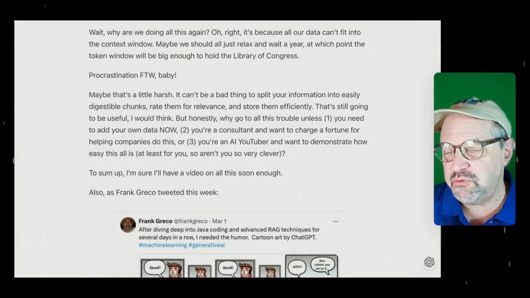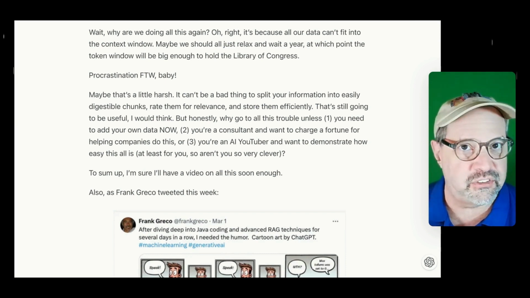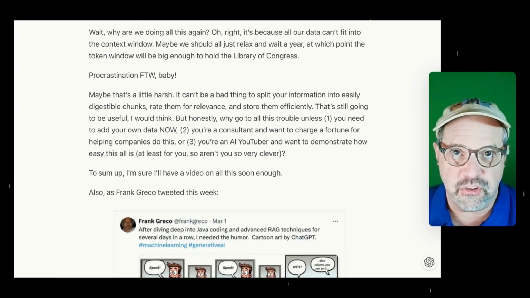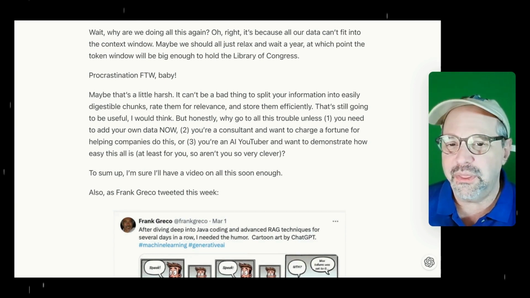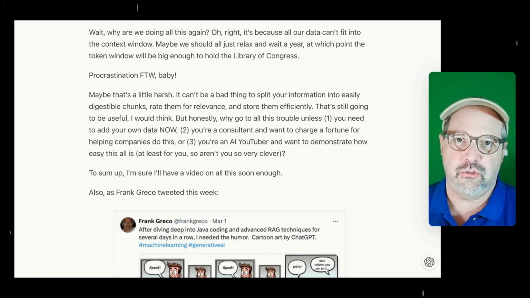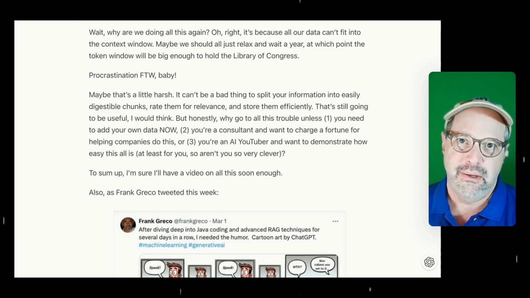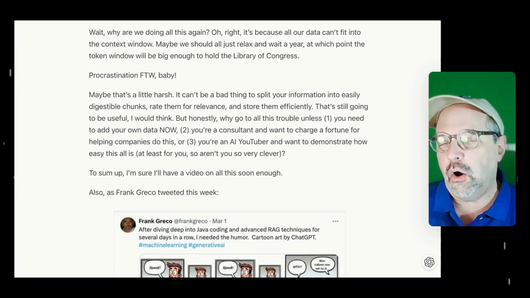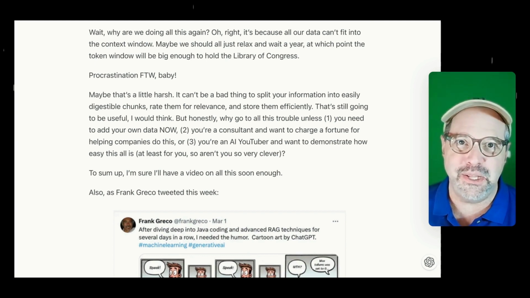Not necessarily. The truth is there's never going to be a bad idea. It's never going to be a bad thing to split your information into easily digestible chunks and rank them for relevance and store them efficiently, in a system that's designed for quick similarity searches. That's all a good thing. But still, you don't have to go to a huge amount of trouble when you're going to have tons of data, tons of room to talk. All you have to do is wait for it to be available.